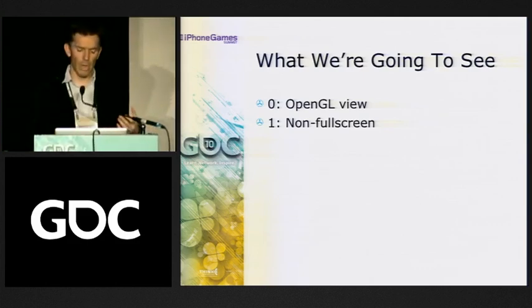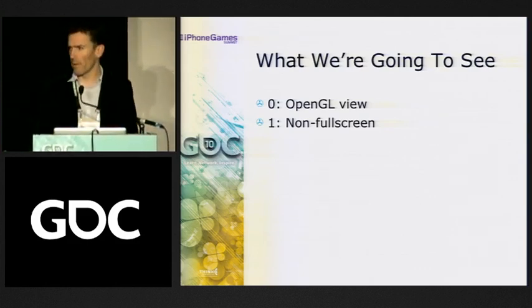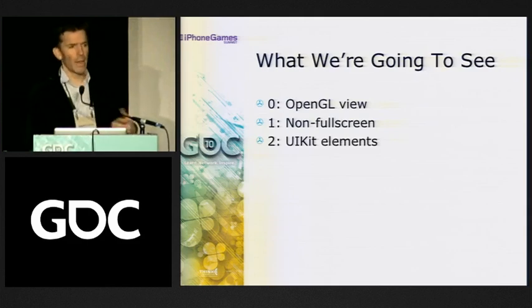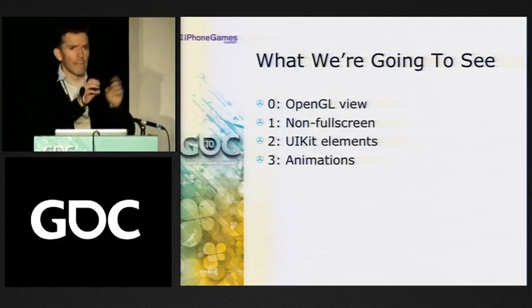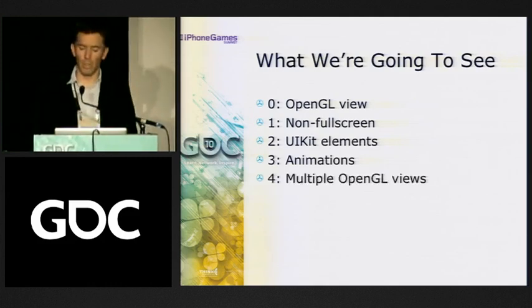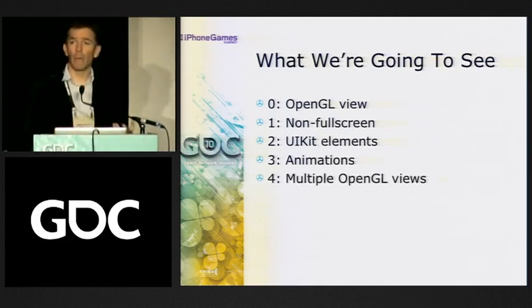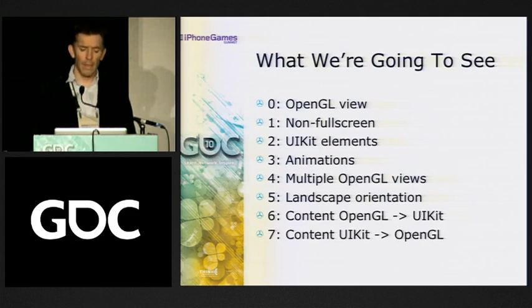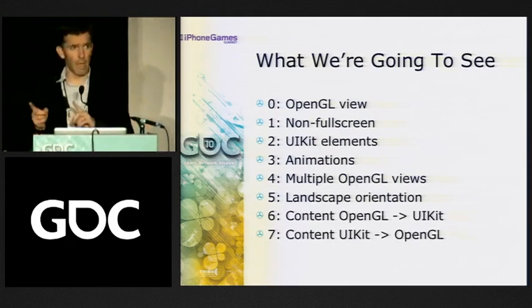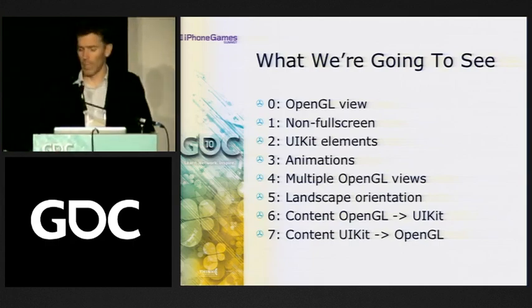And then we'll go, well, what if you want to only display part of the screen? What if you want to add UIKit elements on top? How do we do animations on the OpenGL view? And I don't mean inside OpenGL, but like page transitions, things like that. How do you deal with multiple OpenGL views? Landscape orientation. And then the last two are transferring content between OpenGL to UIKit and from UIKit to OpenGL.